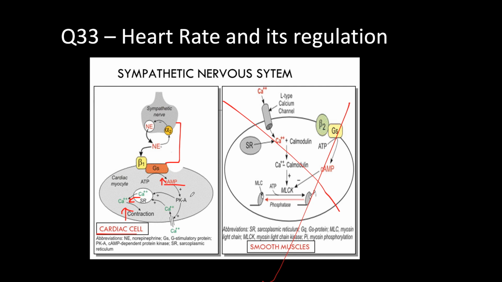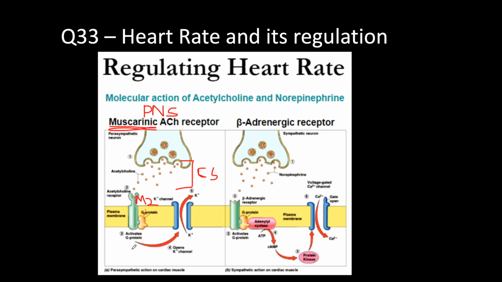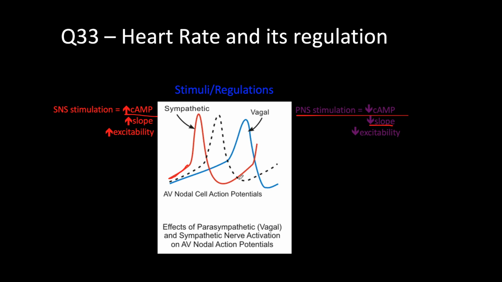The PNS does the opposite. The PNS decreases the levels of cyclic AMP, or parts of the G protein activate potassium channels, causing potassium ion efflux, which means the cell is more negative. And that, in turn, decreases the slope. Here, the decrease of the slope. That's what we mean, because there's a decrease of cyclic AMP, a decrease in the rate of depolarization, and decreased excitability, therefore a decreased heart rate.